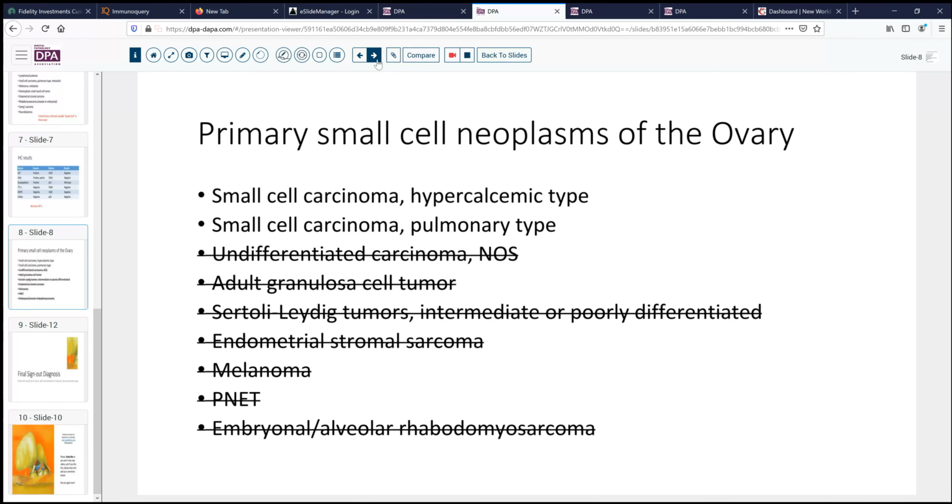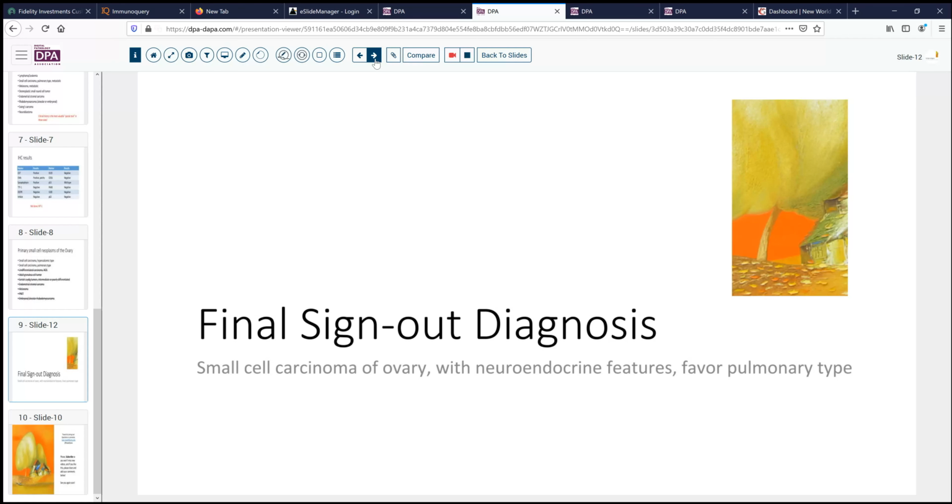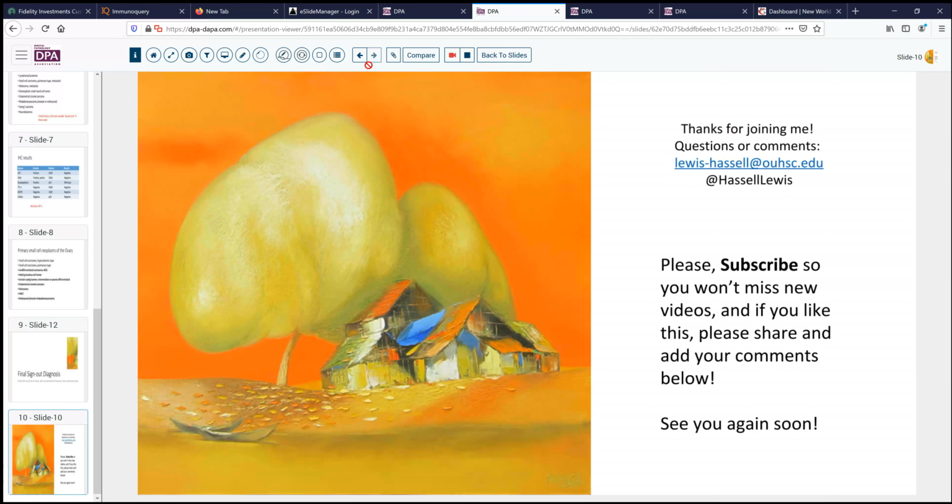So as is unfortunately the case too often, sometimes we're left with a little bit of ambiguity, especially reviewing a case retrospectively. Our diagnosis is small cell carcinoma of the ovary with neuroendocrine features, favor pulmonary type, perhaps can't totally exclude small cell carcinoma of the hypercalcemic type in this situation. So that brings our case somewhat more into focus.